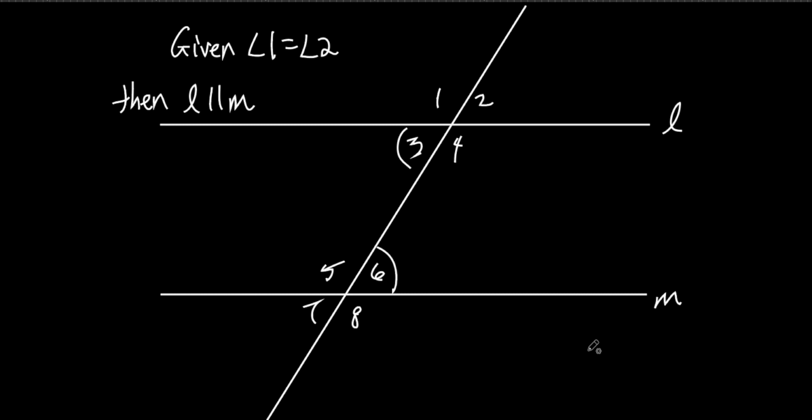What is it? The pattern. You see the pattern that's developing here. Yes? Okay, so if the corresponding angles are equal, then the lines are parallel. If the alternate interior angles are equal to each other, guess what? The lines are parallel. Give me the next one.